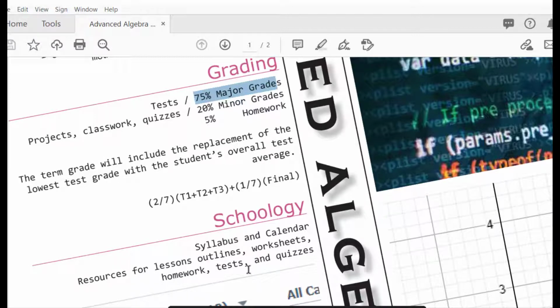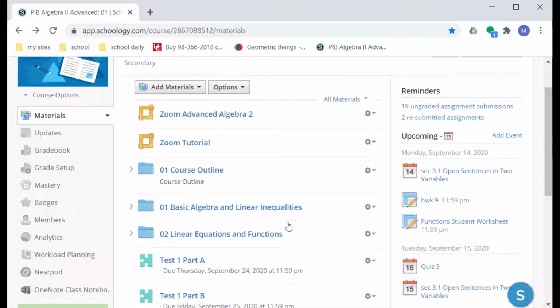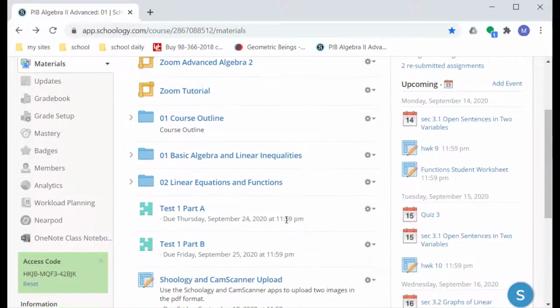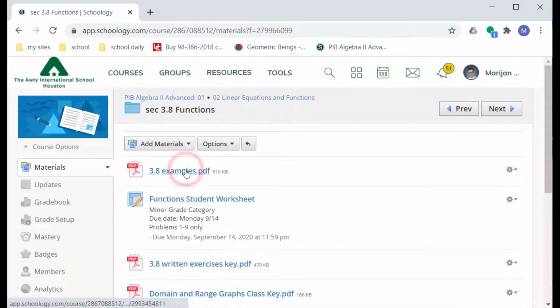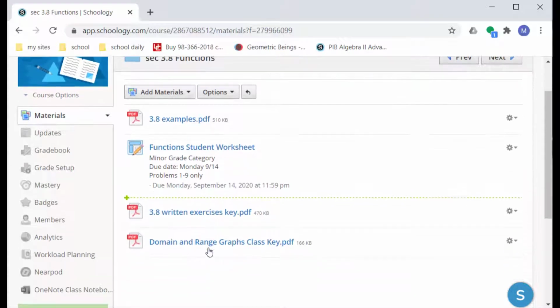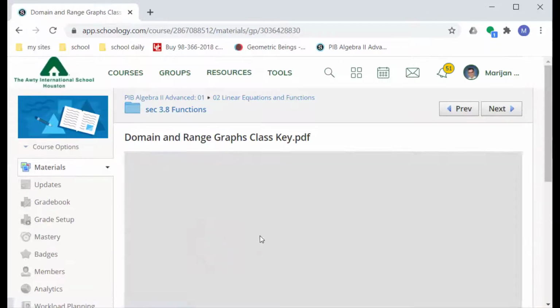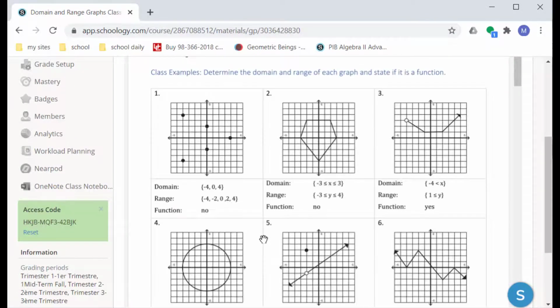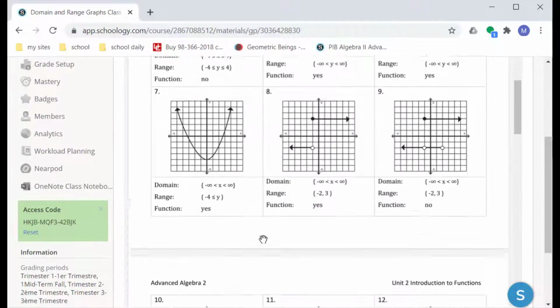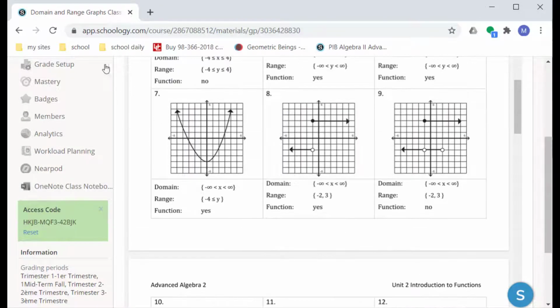Schoology is our learning management system, and I could just quickly go over just to show you. And this is where the students can get material and submit material. So if I go to, let's say, this section where we just finished and we look at domain and range graph, they can download this, they can work on it, and they also can upload material.